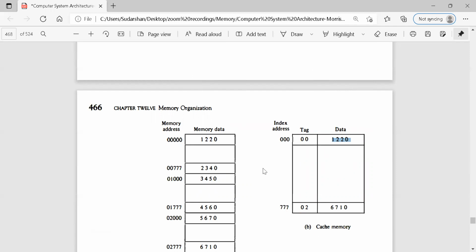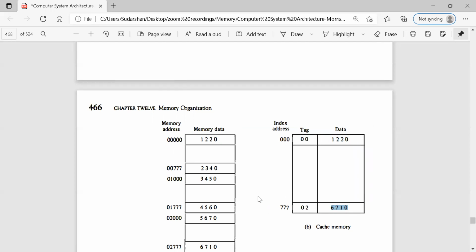Then let us go in for one more example, namely 00777. So when you go in for 00777, we have to store it at index 777, where the tag 02 is already stored. So what is the tag here? 00. What is the corresponding data here? 2340. Therefore, we have to replace the tag 02 by the tag value 00, and the corresponding data value 2340 should overwrite 6710. So this is how you do it in the case of direct mapping.